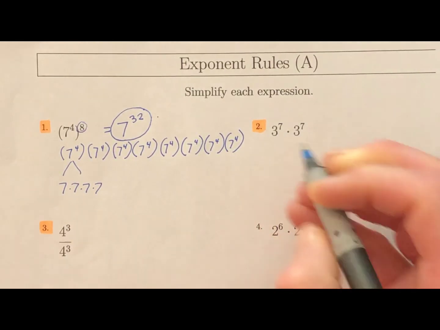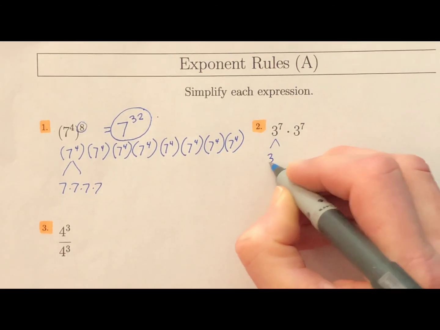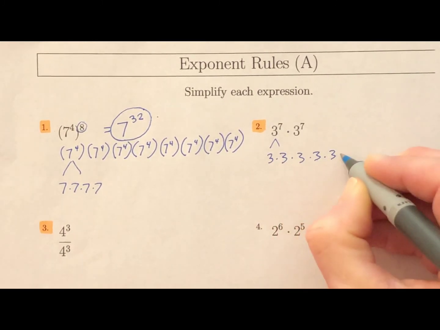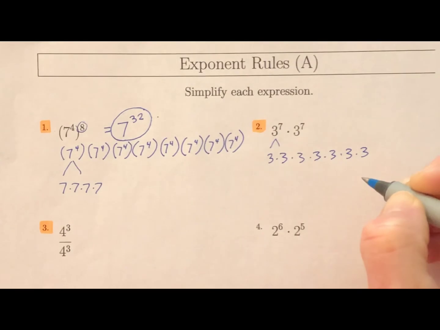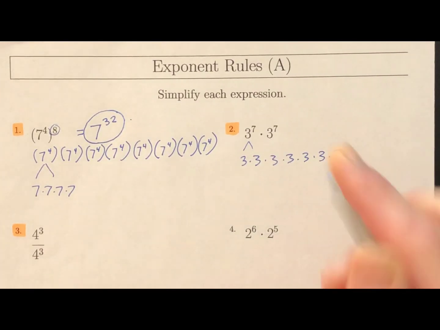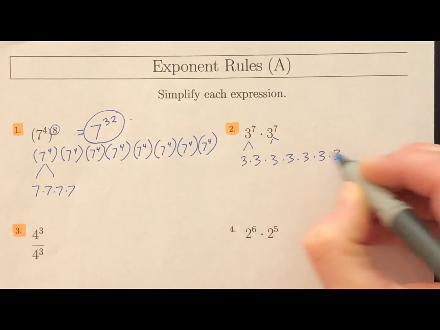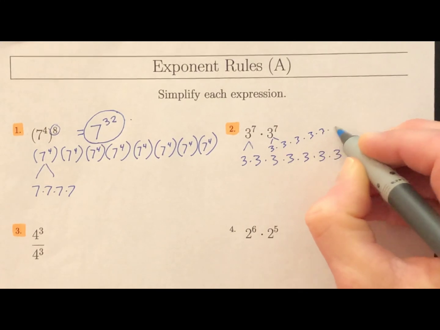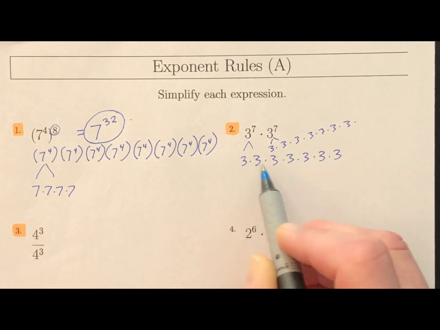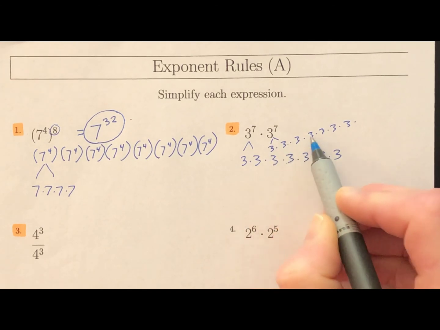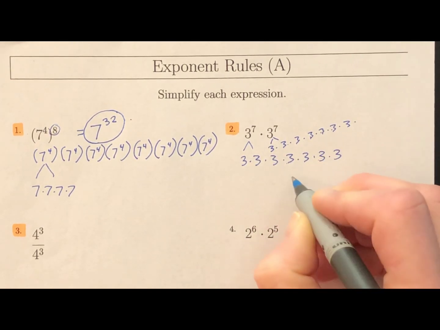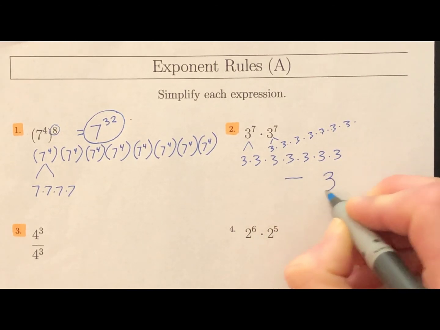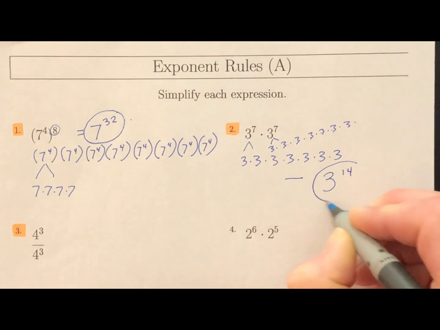Number two. Oh, that one's easy. You've got 3 times 3 times 3 times 3 times 3, 1, 2, 3, 4, 5, 6, 7. And then you've got another 3 times 3 times 3, 3, 4, 5, 6, 7. Oops, so that's 1, 2, 3, 4, 5, 6, 7, 8, 9, 10, 11, 12, 13, 14. The final answer is 3 to the 14th power. There.